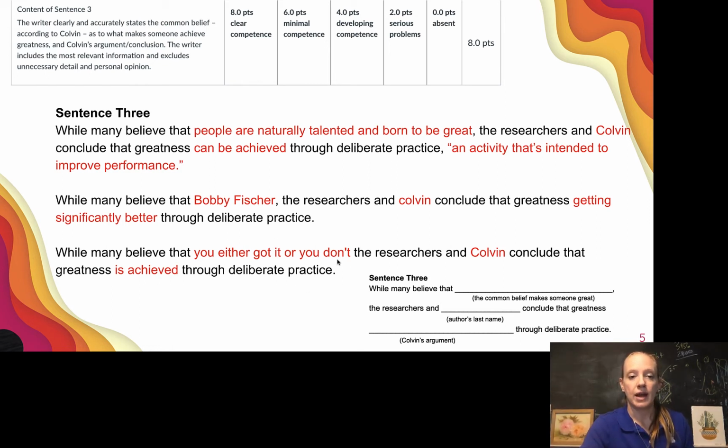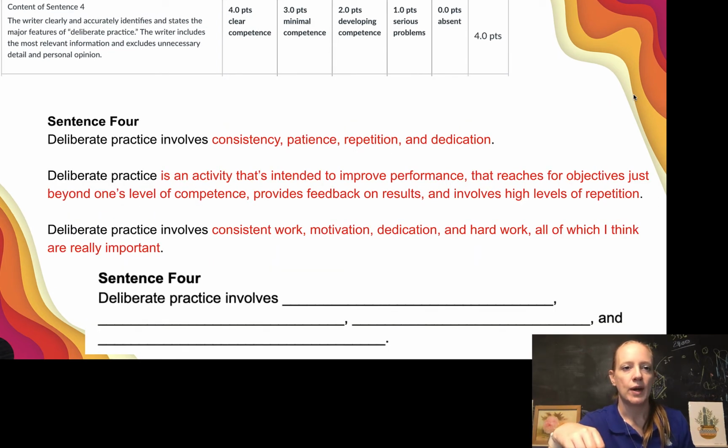And that's all down to the language used right here in this part. Sentence 4 asks you to identify the 4 features of deliberate practice and to avoid personal opinion and unnecessary detail. The first one, deliberate practice involves consistency, patience, repetition, and dedication.